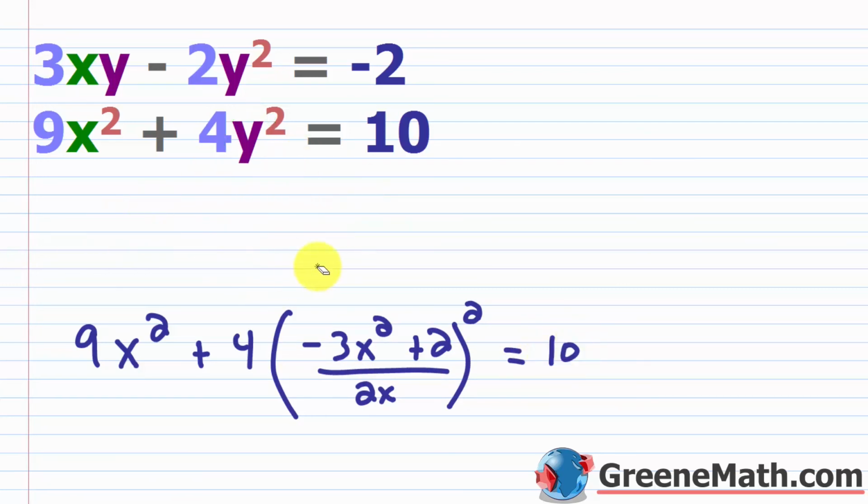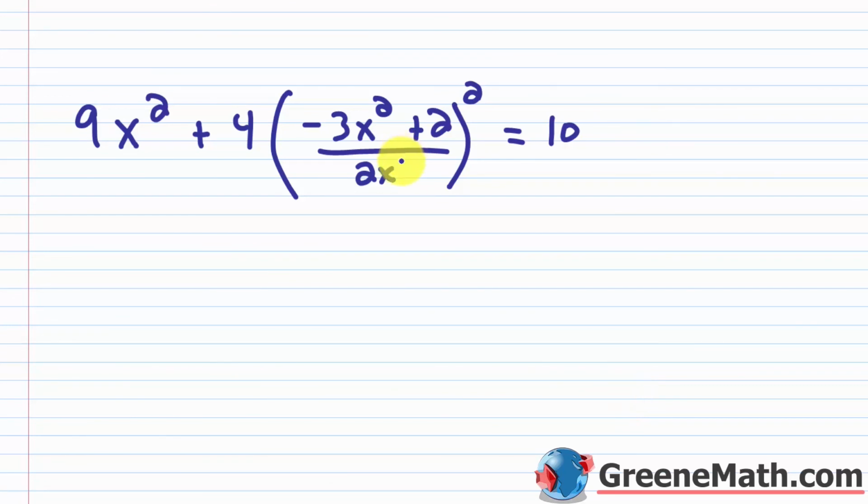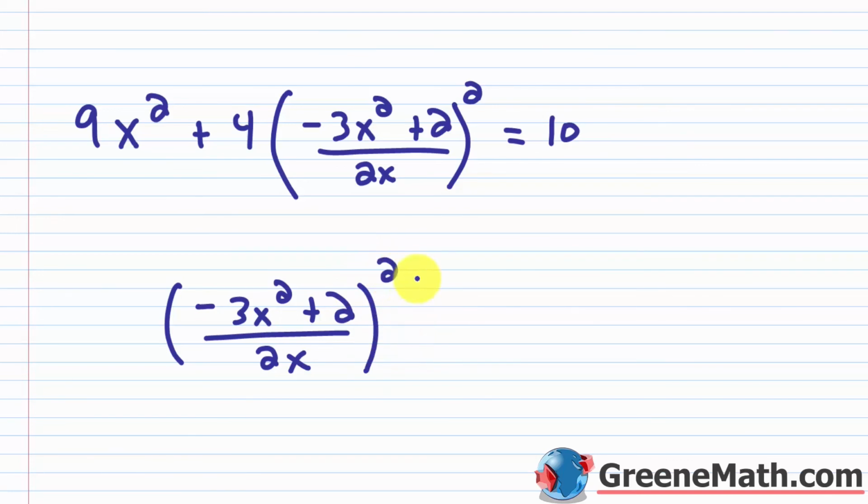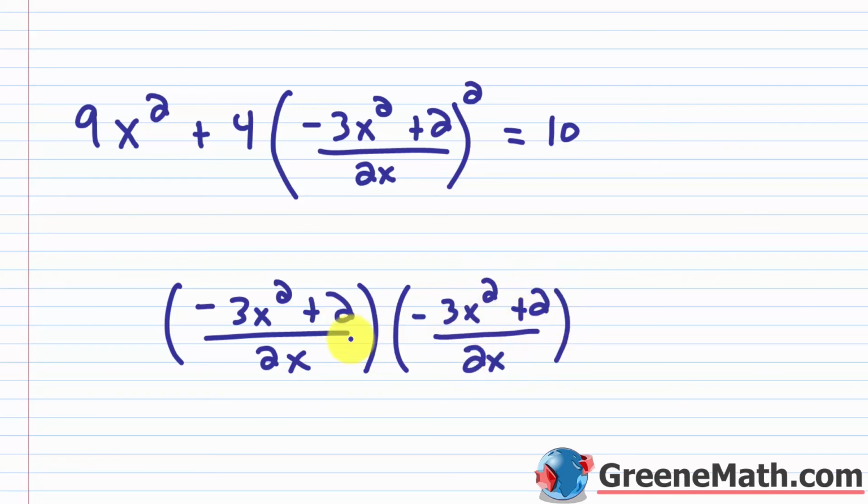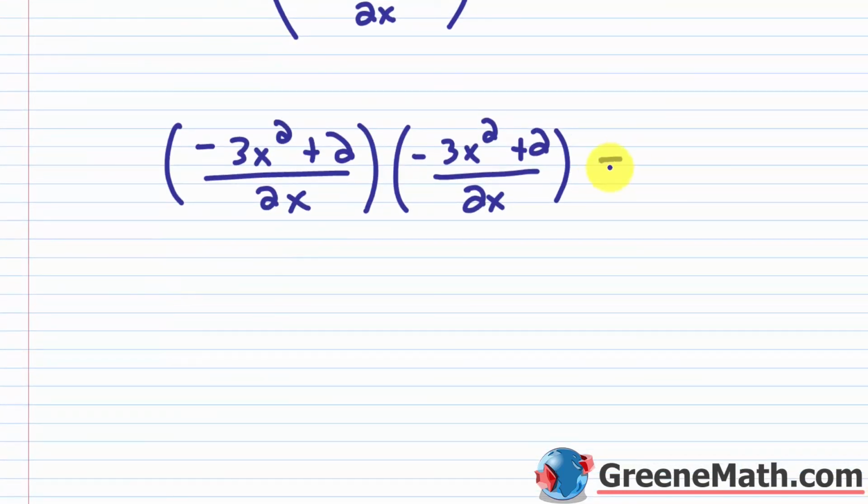So let's scroll down a bit. Let's think about this for a second. Forget about the 4. Let's just focus on this part right here. If I had negative 3x squared plus 2 over 2x, and this was squared, then it's really like I had 2 of them, right? So negative 3x squared plus 2 over 2x. Well, how do we multiply two fractions or two rational expressions? All I need to do is multiply the numerators together and put that over the product of the denominators. So this guy is just negative 3x squared plus 2 quantity squared, right?